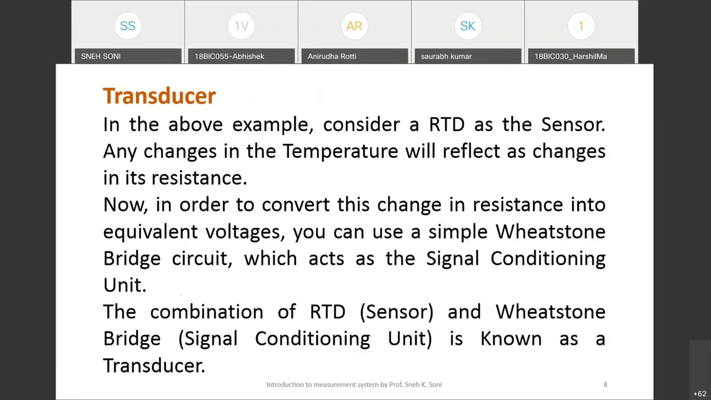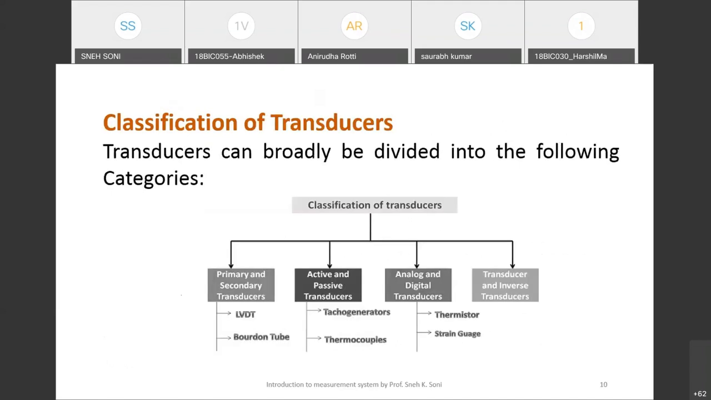I also gave you an example of a transducer with the help of a temperature measuring device like RTD, right? So RTD is basically a sensor, but when you add a signal conditioning circuit, together it behaves as a transducer because it will give you change in temperature with reference to change in electrical quantity. Okay, so this is the basic example of a transducer.